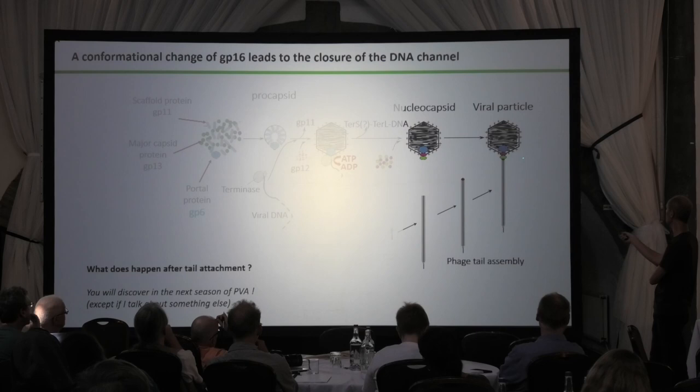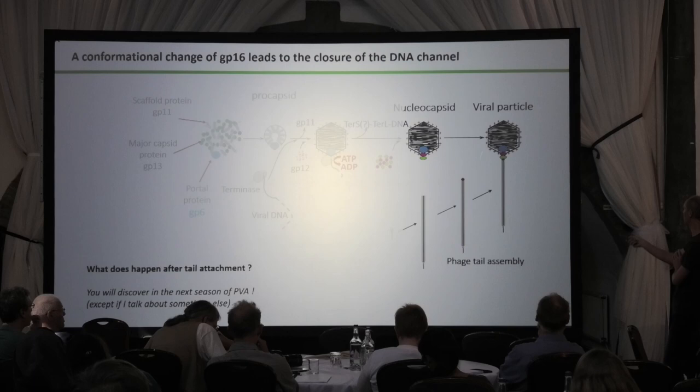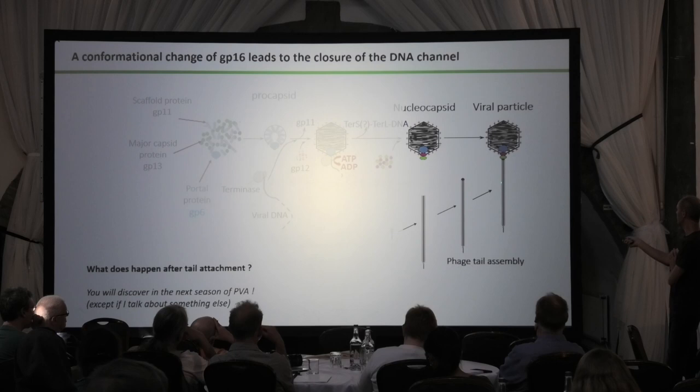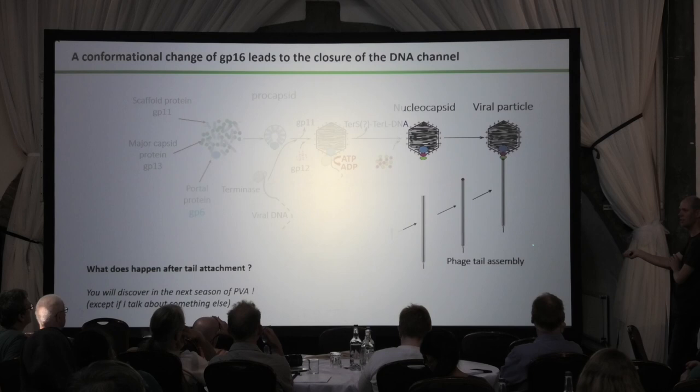And of course, we expect other things to happen once the tail is recruited. So unfortunately, we don't have the structure of the full particle yet, but it raises a question of what will happen when the tail binds to GP16. There are 2 possibilities. Either the tail recruitment will not do a lot, and GP16 will remain the subunit that locks the DNA inside the capsid, or the other possibility is that the recruitment of the tail will reopen the GP16, and that we will have another operation further in the tail.